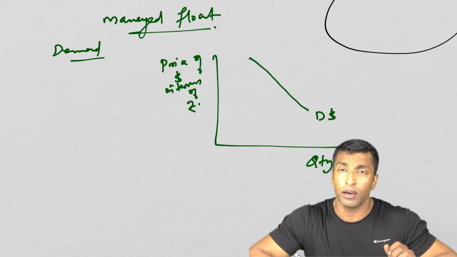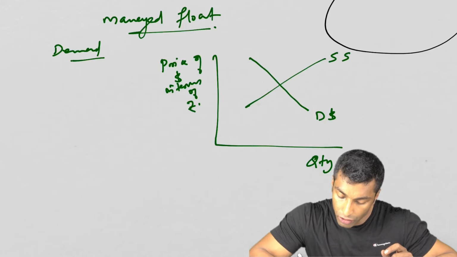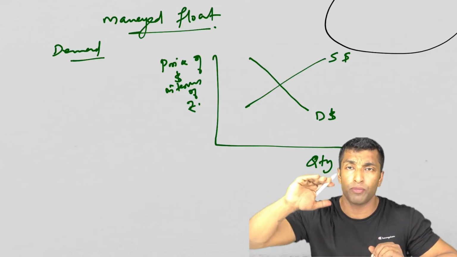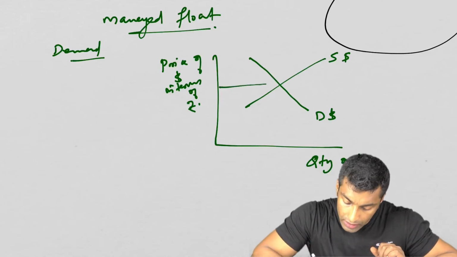So let me draw the supply curve now. So this is your supply of dollar. So the supply curve will look upward, and it is an upward sloping curve. So now what is the equilibrium point? So this is the equilibrium point.